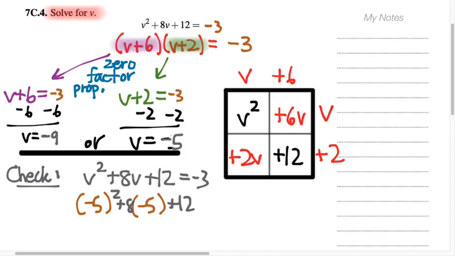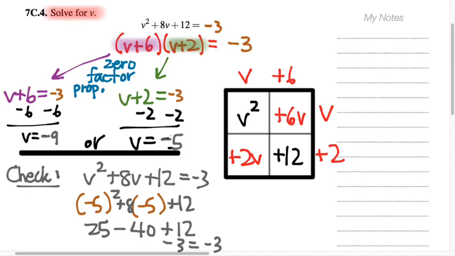And then simplify that expression. -5, the quantity squared. 8 times -5 plus 12. 25 minus 40 is -15. Is it? -15 plus 12. -15 plus 12.